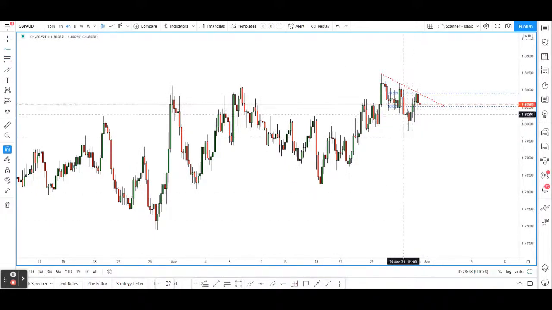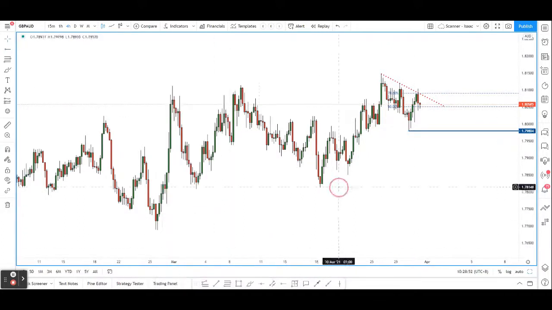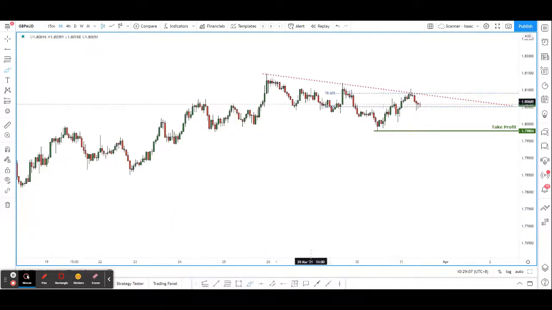We can expect price to make a lower low, but of course we can also have our first take profit, our intraday take profit, at the last swing low. This is in the event that, instead of price making a lower low, price makes the same low and then comes back up again. All right, so we have our take profit. Right now, let's go down to the 1 hour to find our entry and our stop loss.